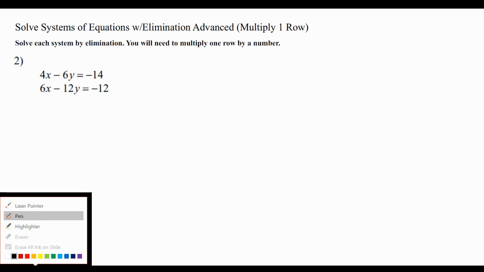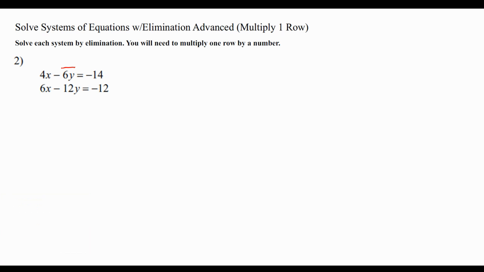And let me just change colors. So it's right here. What do I want this to be? I want it to be a positive 12y, because then it'll cancel with the -12y, right? So if I want this to be a positive 12y, what do I multiply to produce that? So what times -6 gives us positive 12y? That would be a -2. So if I multiply by -2, I get what I want, a positive 12y.